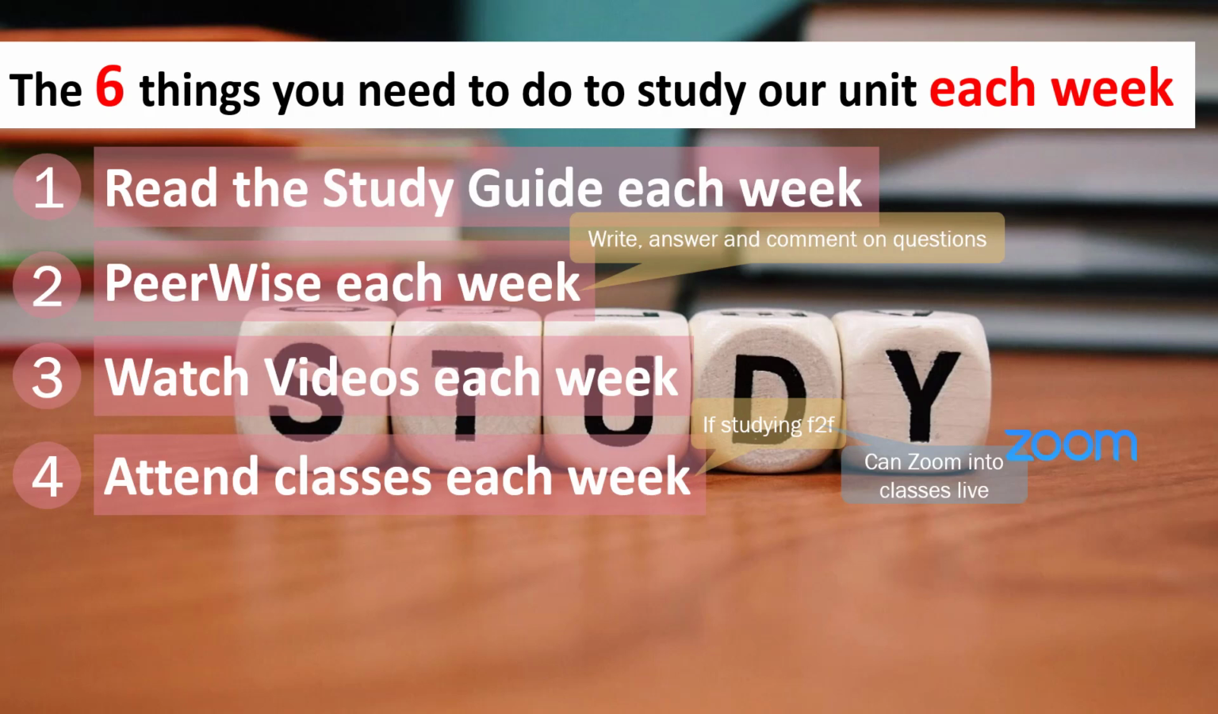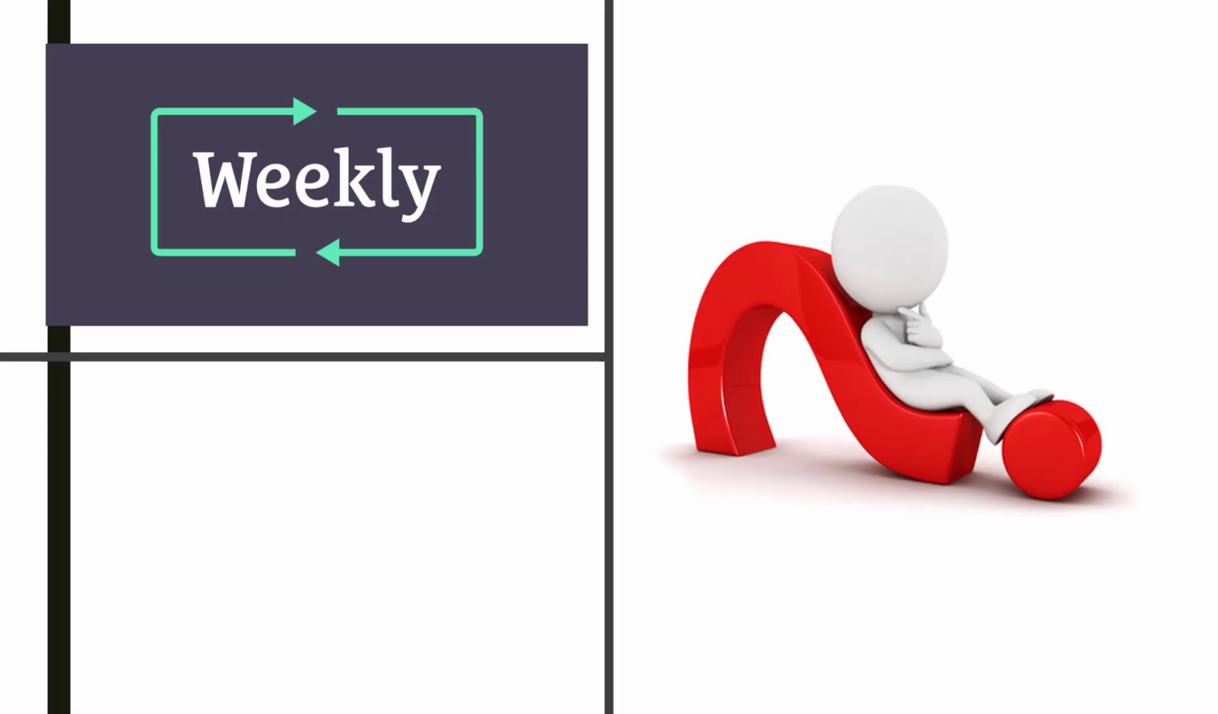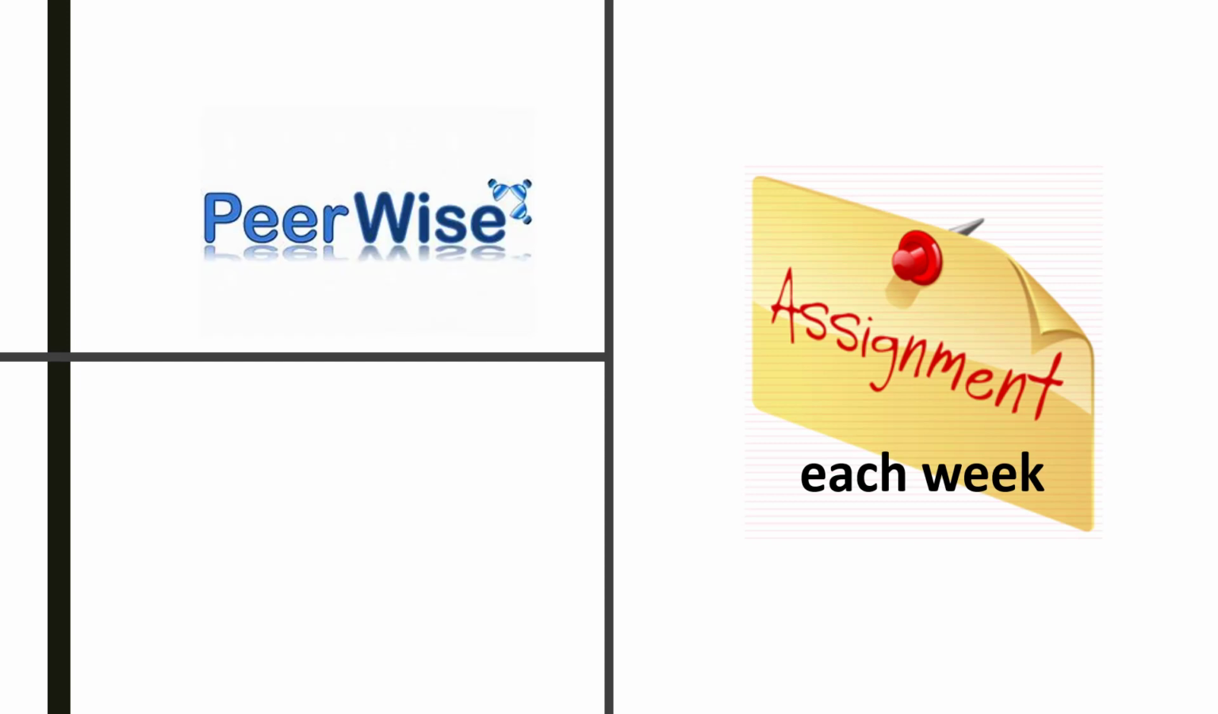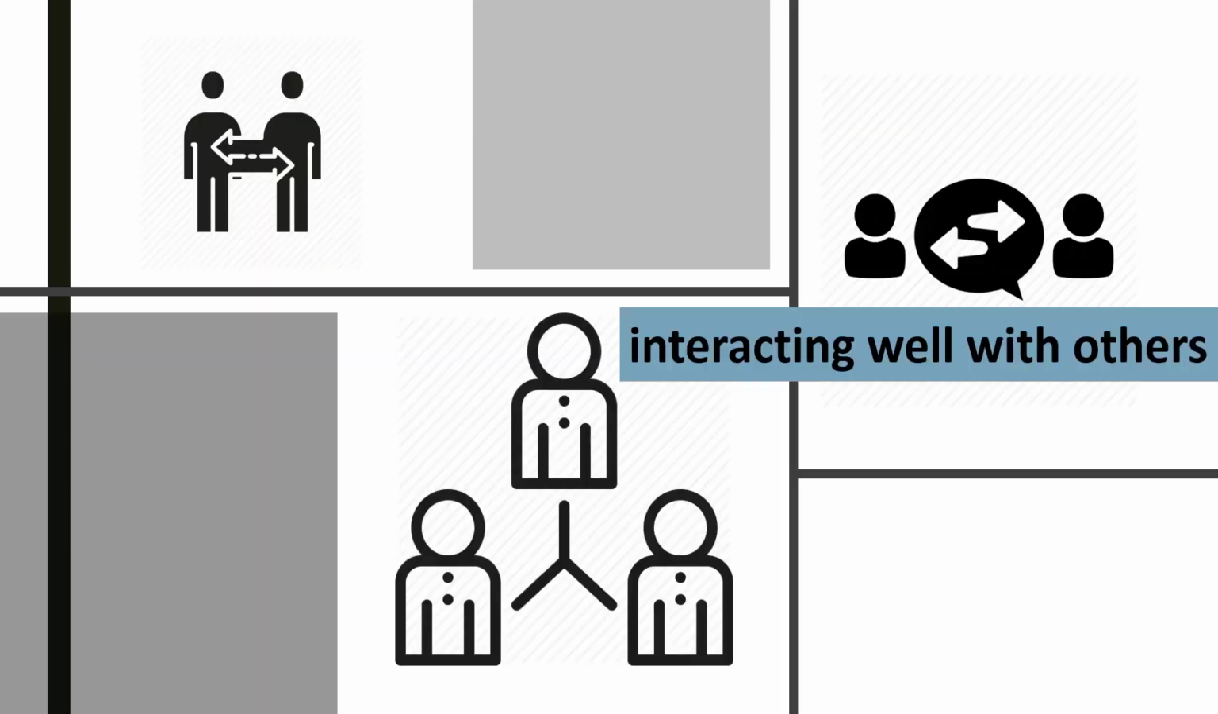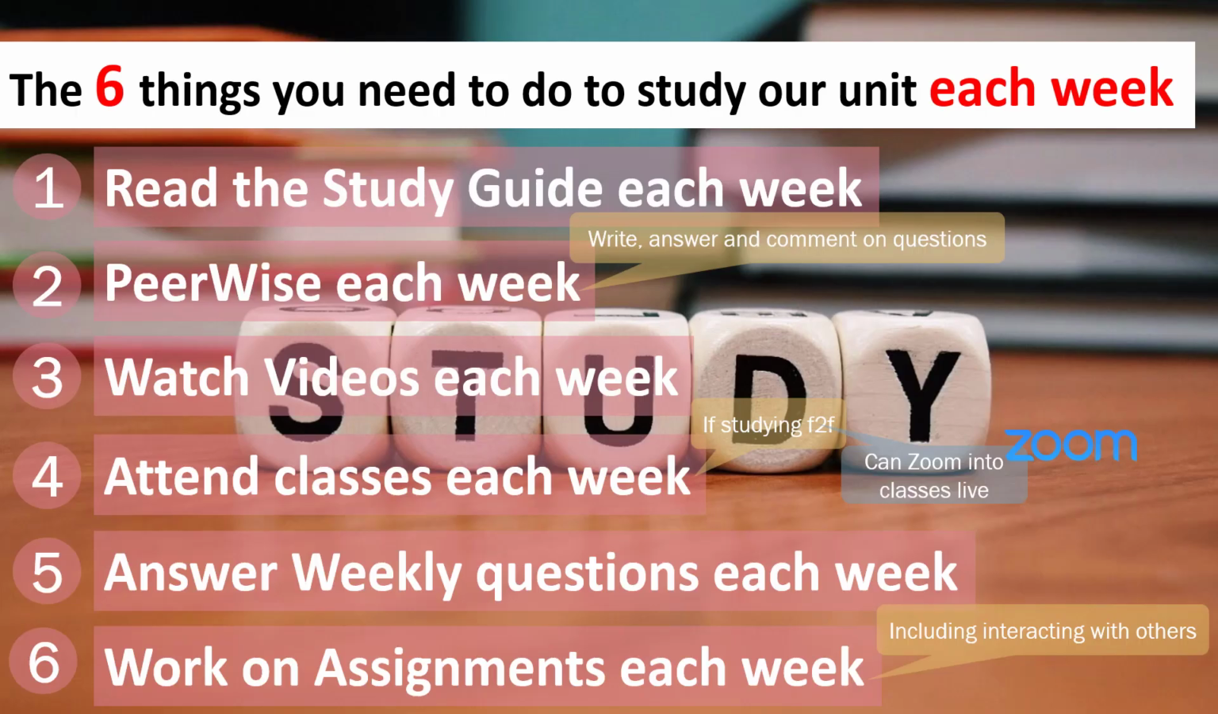And there is more. There are 2 more things you need to do to study each week. You can answer the weekly questions each week and the questions included in the tutorials each week. And make sure you work on the assignments each week. The assignments and Peerwise are directly assessed, and you cannot do these without also doing the other steps, and in particular reading the study guide each week. And you also need to make sure you are interacting well with others in our unit. So that is how to study in our unit.